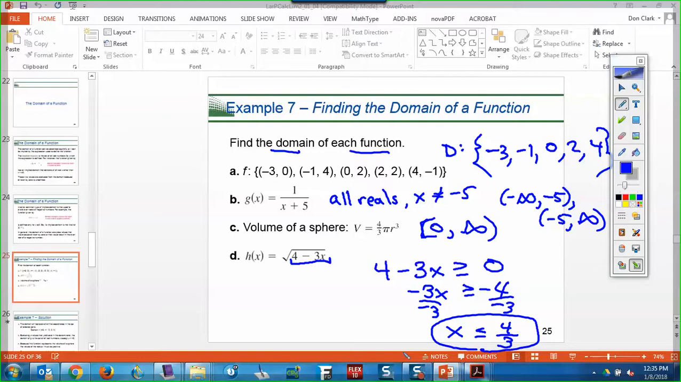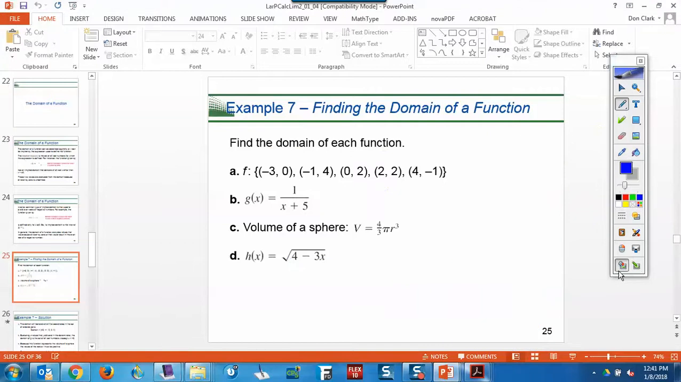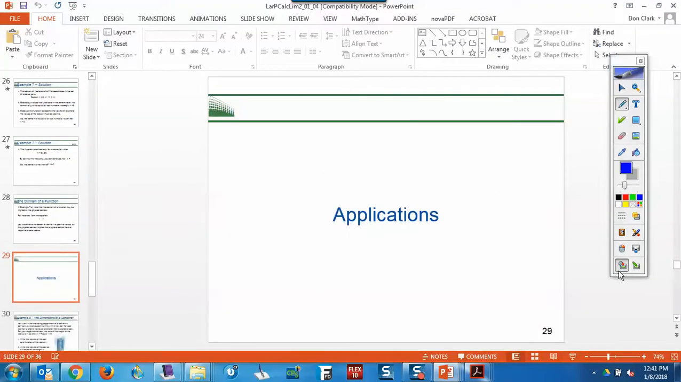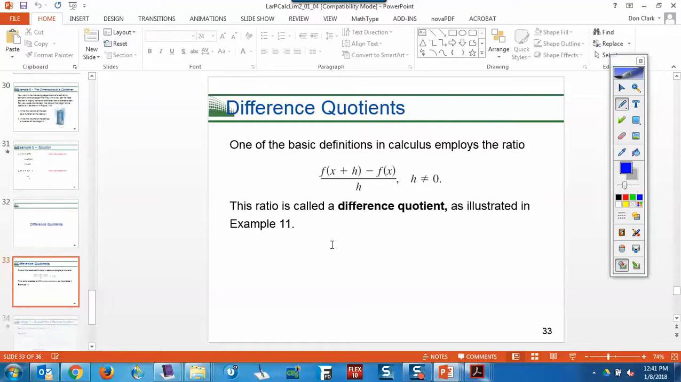Okay, so the two big ones. If it's a real life situation, think about what makes sense realistically. But when you have equations, the two big ones you're looking for are negatives under a square root and 0 in the denominator. Okay. All right, so you'll have some homework problems doing that. Okay, I was going to show you one last thing.